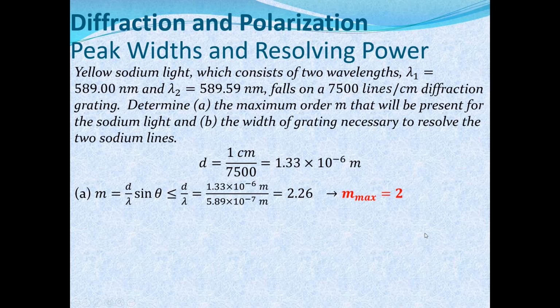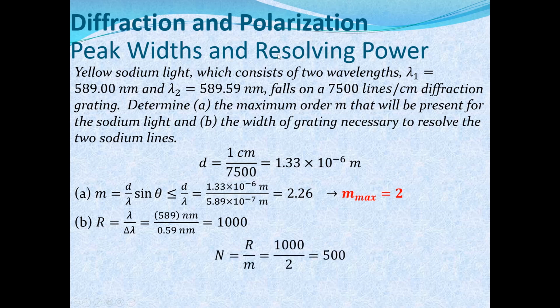From here, what I can do is find the width needed to actually resolve this. This will end up being the smallest width we need. So we would need a resolving power of about 1,000 based off of these wavelengths. Since we can go all the way up to the second order, we're going to use that to figure out how many lines we need. So we need at least 500 lines.